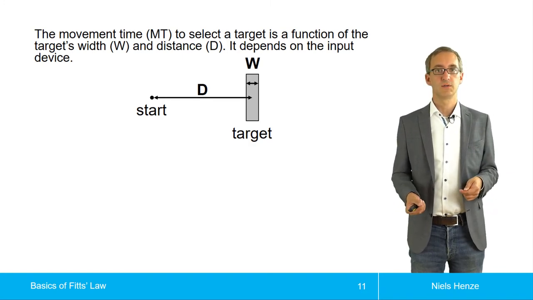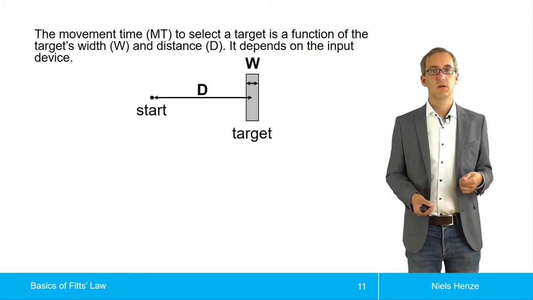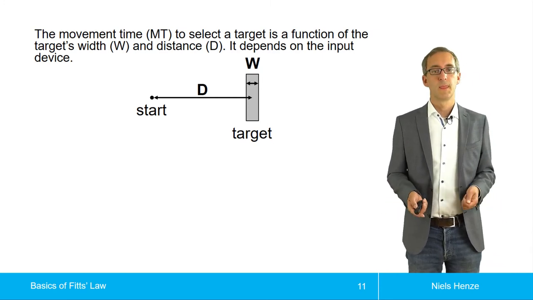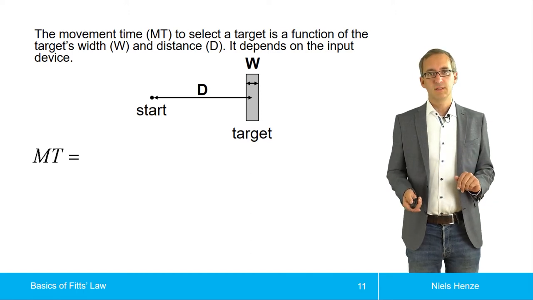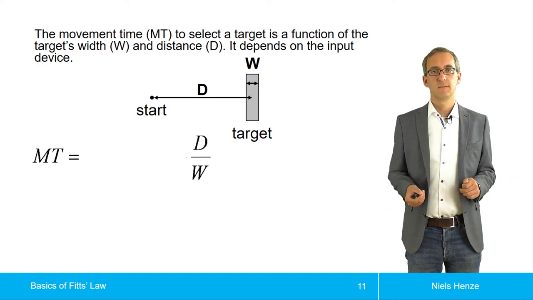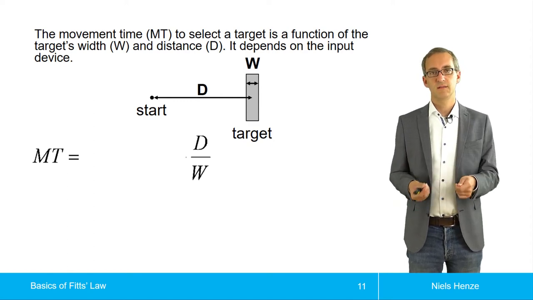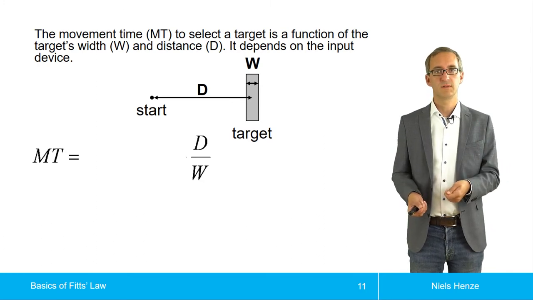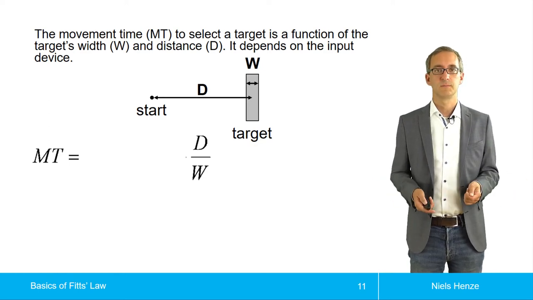And then the other two components are, well, how wide is the target and what's the distance of the target? And you call these W and D. So D for distance and W for width. And then you had to combine these things. One thing that, well, seems obvious is we can divide D by W. And that makes sense. If D increases, the movement time increases. If W increases, the movement time decreases. So if you divide one by the other, well, this kind of makes sense.